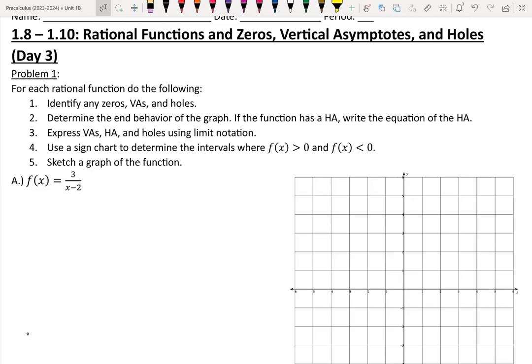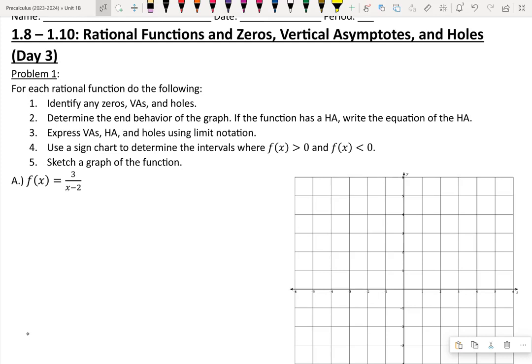We're going to identify any zeros and vertical asymptotes and holes like we've been doing this week. We're going to be determining the end behavior of the graph. If it has a horizontal asymptote, we want to mark that on our graph. We want to express any vertical asymptotes, horizontal asymptotes, and holes using limit notation. I'm not going to really stress this one right now.